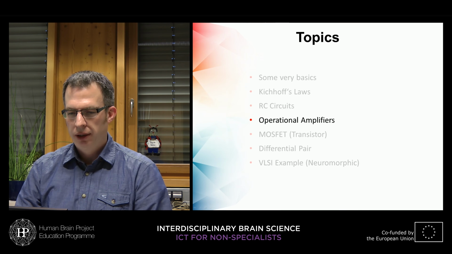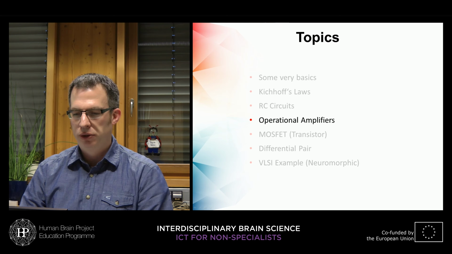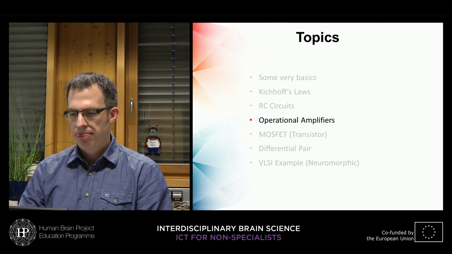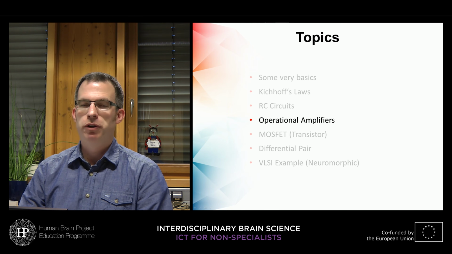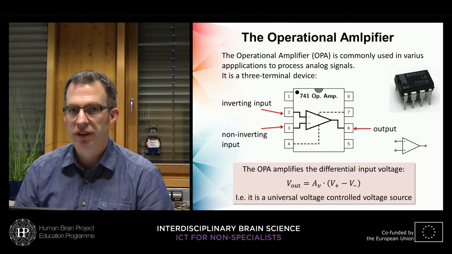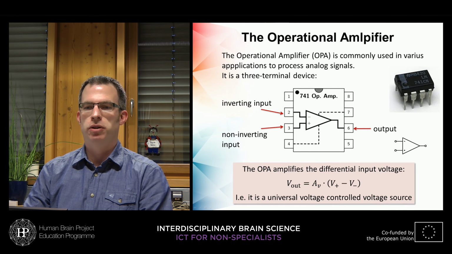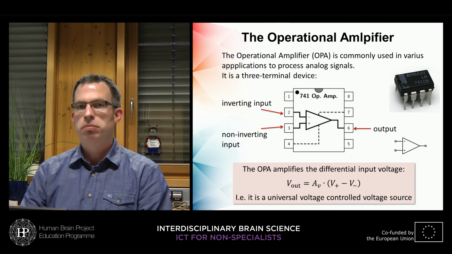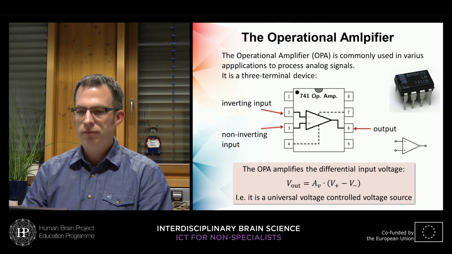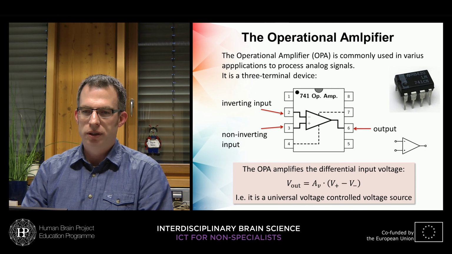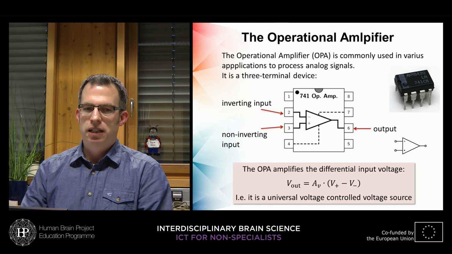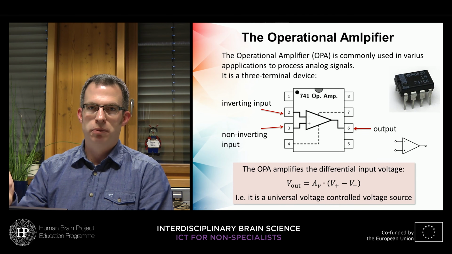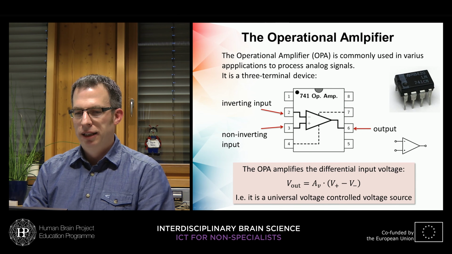Let's continue with the operational amplifiers already. So operational amplifiers are a very commonly used device in modern electronics and also in microelectronics. And it's commonly used to amplify small analog signals, like audio signals, or also signals coming from an electrode that you have attached to some biological tissue, I don't know.